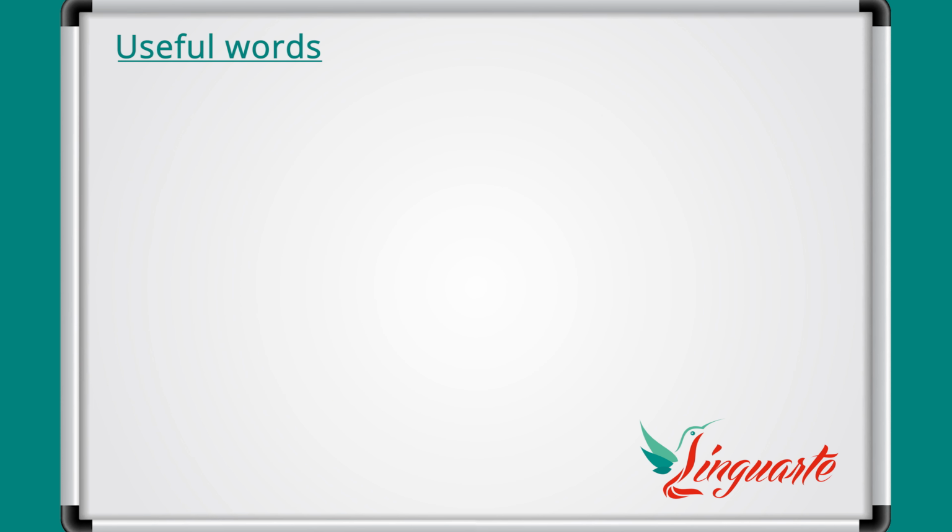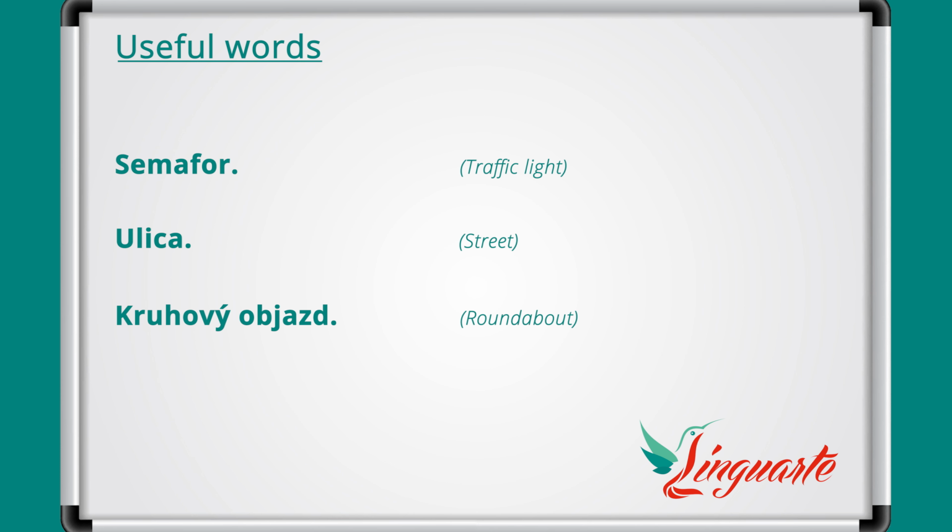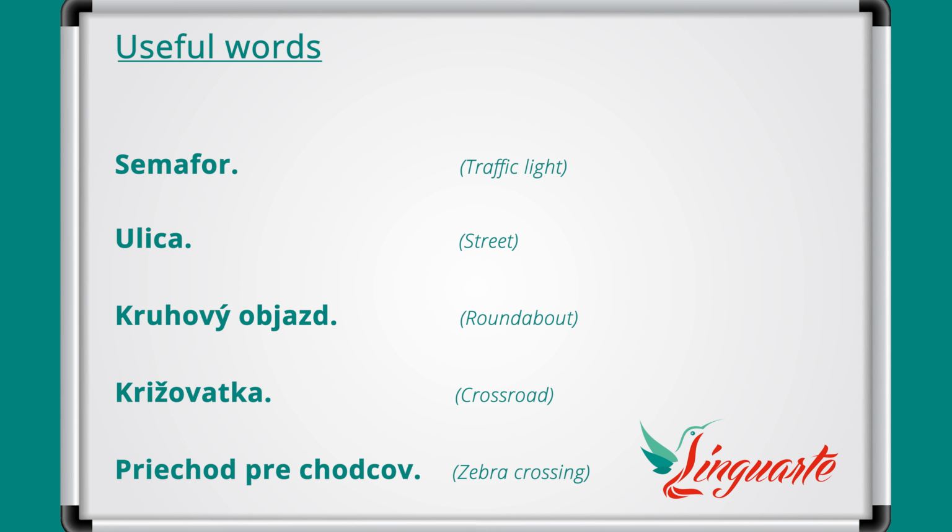There are also some useful words for direction within the city, just like traffic lights in Slovak, semafor, street, ulica, roundabout, kruhový objazd, crossroad, križovatka, zebra crossing, prechod prechodcov. Take a look at these examples.